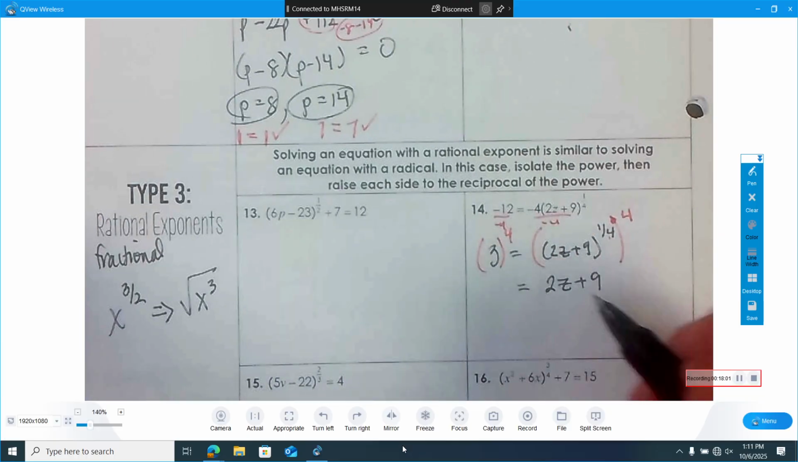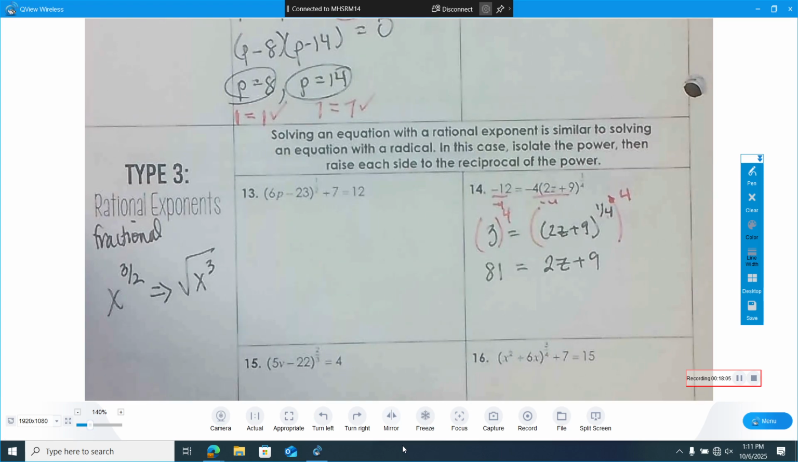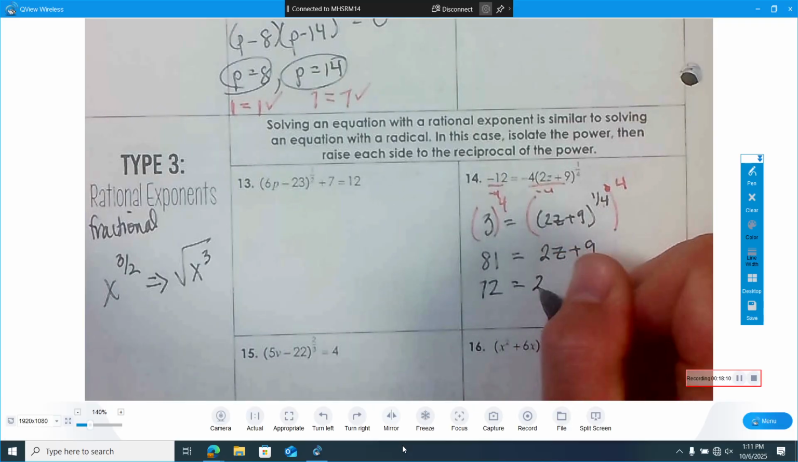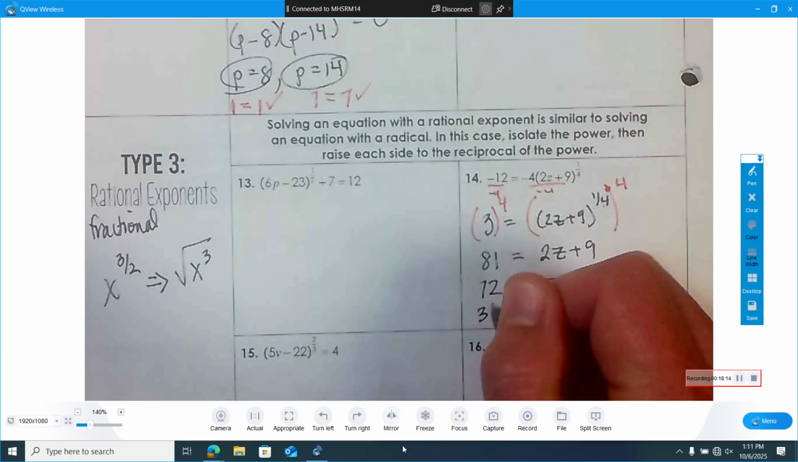3 to the 4th is 81. And then we just solve it. So let's say I'm going to subtract 9. 72 equals 2z. And divide by 2, we get z equals 36.